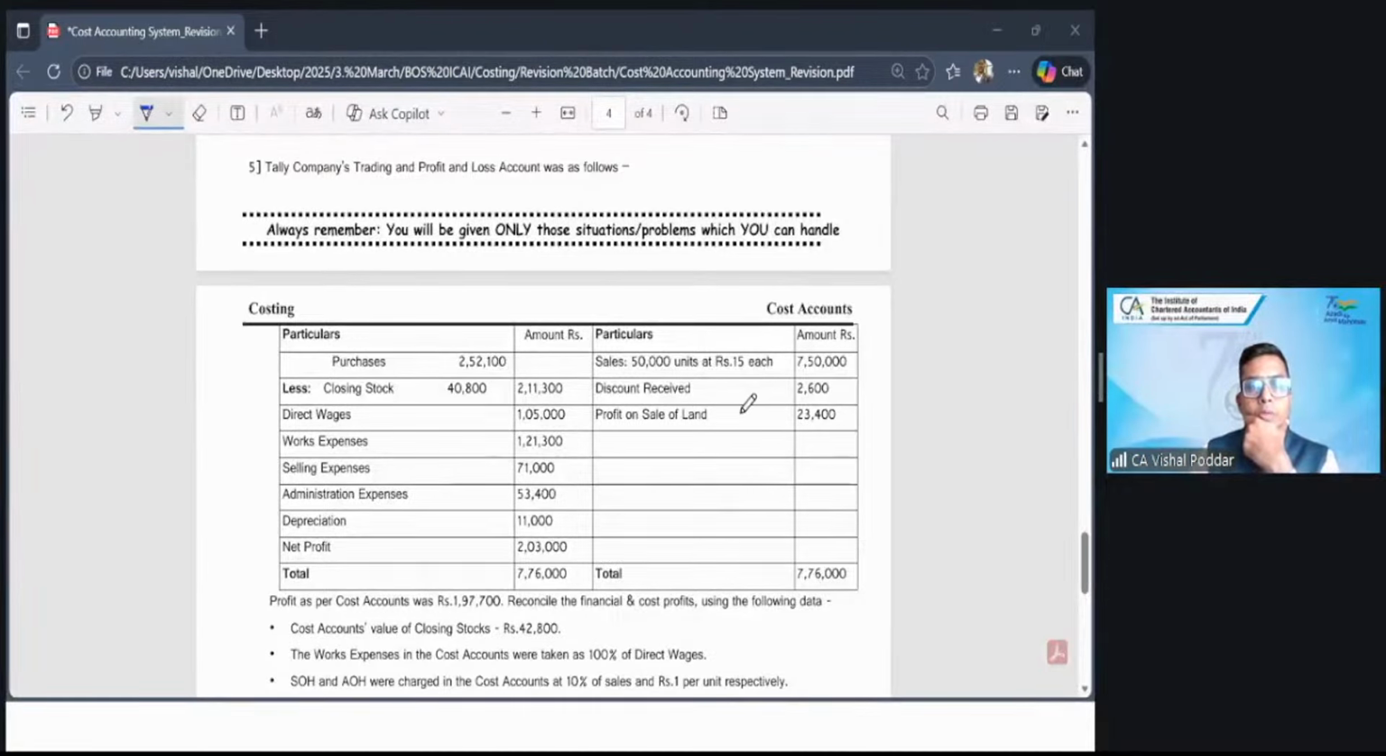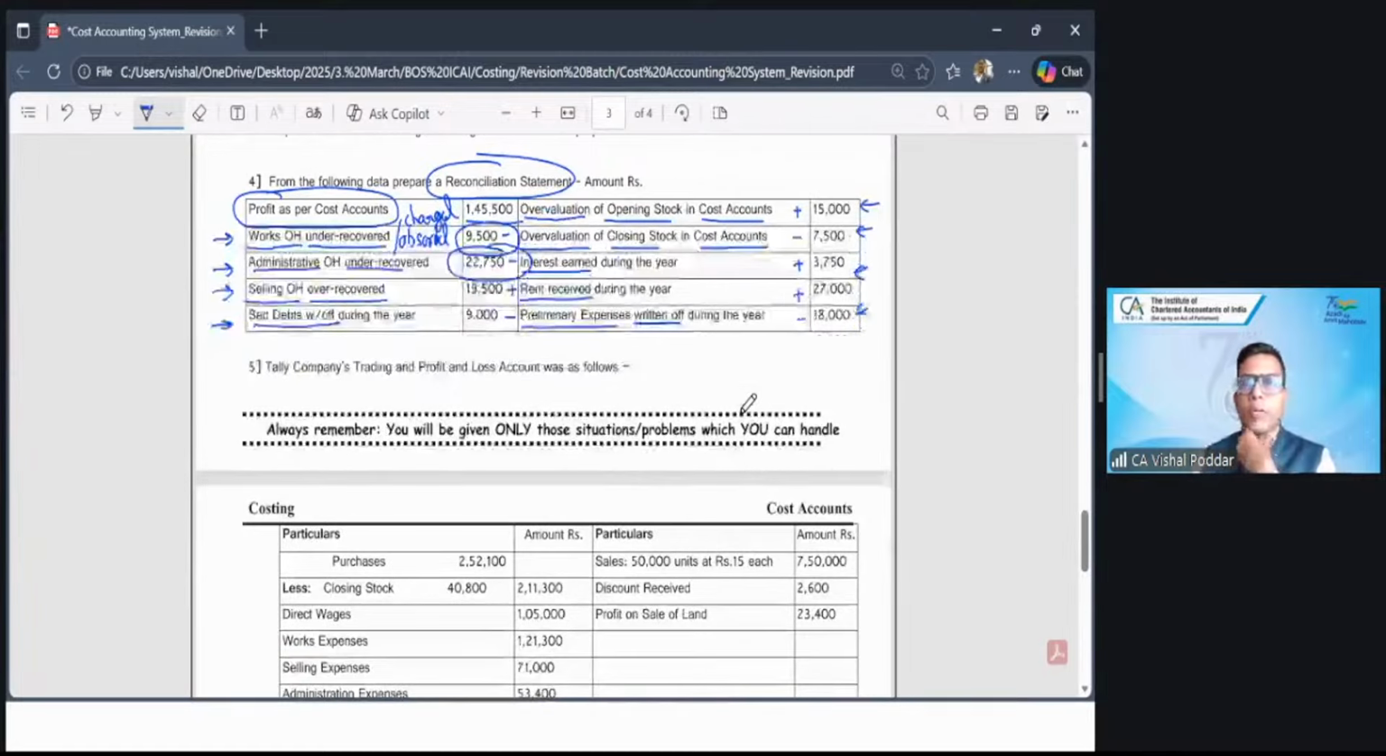Now, within this reconciliation, one type of question is this, where you are directly given the differences. But in the exam, you may get different types of questions. The final result is the same; you have to do reconciliation, either by the reconciliation statement or by the reconciliation account. But the question which is given may be in different formats. So the first type of question is this, where straightforward differences are given.